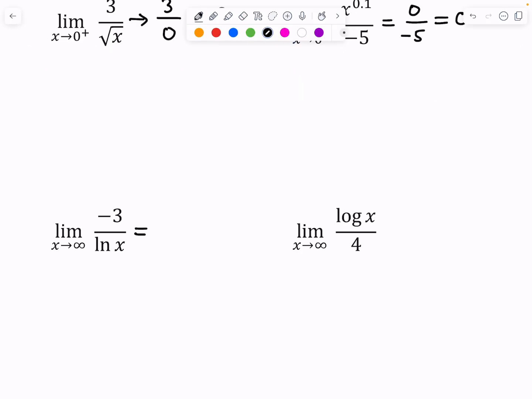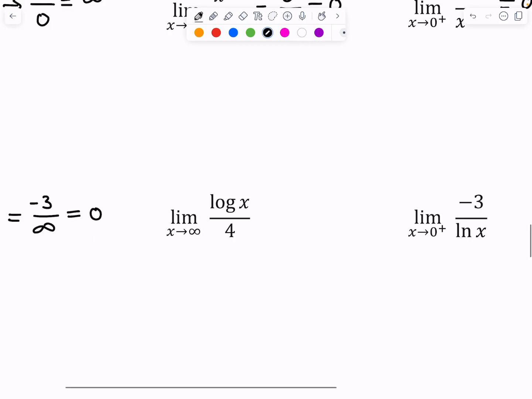As x approaches infinity, the constant -3 stays, but natural log of x is a growing logarithm because the base is e, and e is more than 1. Natural log of x approaches infinity, and a finite number divided by infinity will be effectively 0. Next example, we have log without a base, so this is log base 10, which is a growing logarithm, so that will approach infinity while the denominator stays 4, and infinity divided by finite will effectively still be infinity.